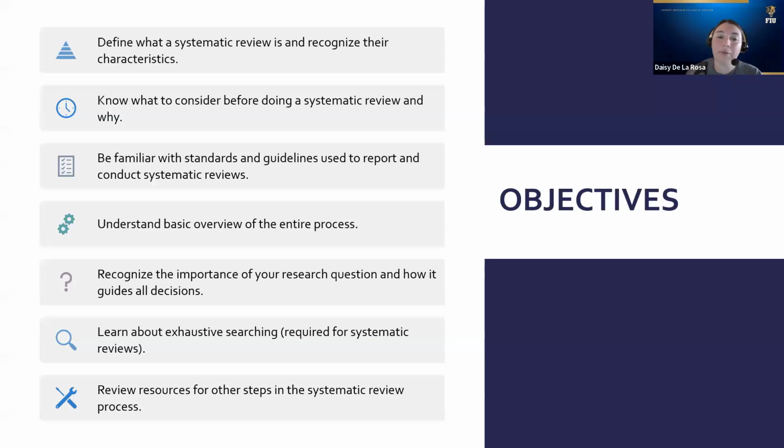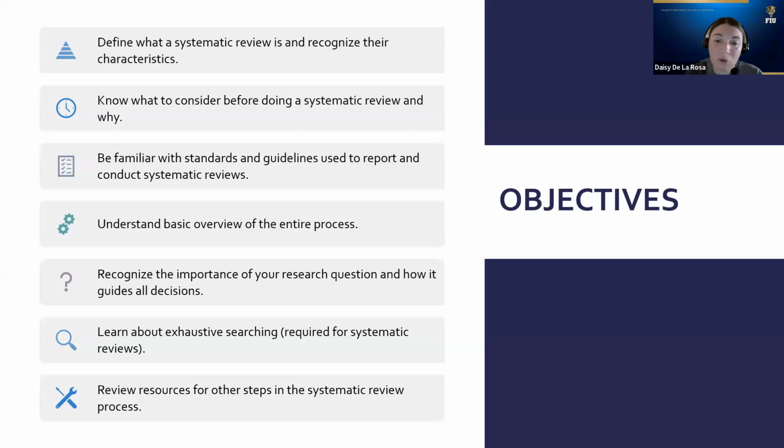So this is what we're going to be covering in the time we have together. We're going to define what a systematic review is and what their characteristics are, what you should consider before doing this type of project and why. Be familiar with some standards and guidelines. There are standards out there that guide researchers on how to conduct these types of systematic reviews or evidence syntheses, and then how to report what you did and your findings. We'll give you a 30,000-foot view of the entire process.